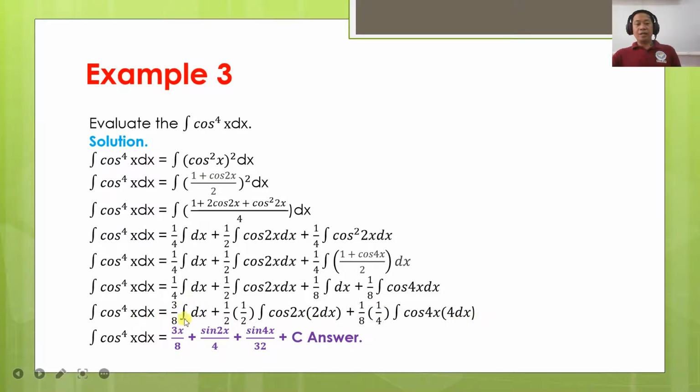Integral of dx is just x, so times 3/8. Integral of cosine 2x dx is simply sine 2x over 4, kasi 1/2 times 1/2. And here, ito nakita natin, 1/8 times 1/4 is 1 over 32. Integral of cosine 4x, 4 dx is simply sine 4x. Okay, and that's it. Napansin natin, kapag ka-even number, mahaba-haba na yung solution, lalo na kapag ka-raised to 4. Hanggang raised to 4 lang po tayo, kasi pag raised to 6, mas mahaba pa po dyan yung magiging solution. So, ayan, okay na po tayo dyan.